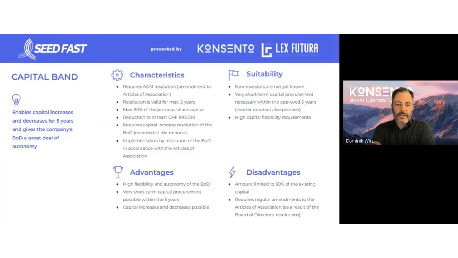There are, in contrast to the ordinary capital increase, limits on the amount that can be raised. This is a maximum of 50% of the previous share capital, which means if a company has, for example, 100,000 Swiss francs of share capital, they can increase the capital to a maximum amount of 150,000 Swiss francs by making use of the capital band. There's also a lower limit of the capital band, which is the minimum share capital amount of a stock corporation in Switzerland, which is 100,000 Swiss francs. So if you raise 25,000 Swiss francs, for example, and you want to decrease again, you cannot go below those 100,000 Swiss francs.